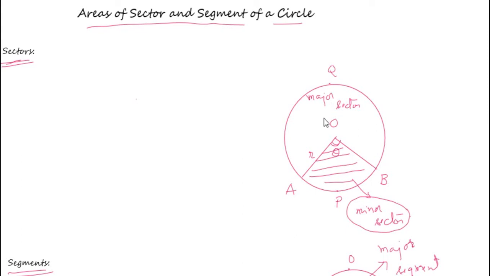If the area of a sector is more than the area of a semicircle, that sector is known as a major sector. This minor sector is referred to as sector APBO, and the major sector is referred to as sector AQBO.